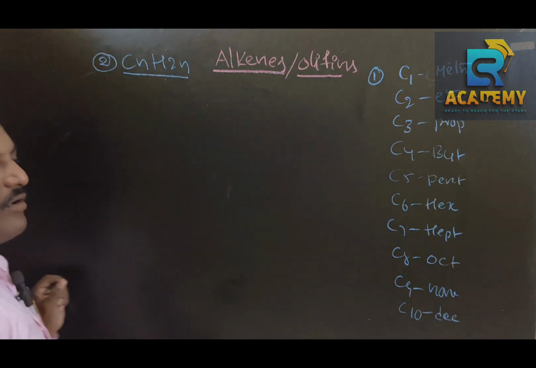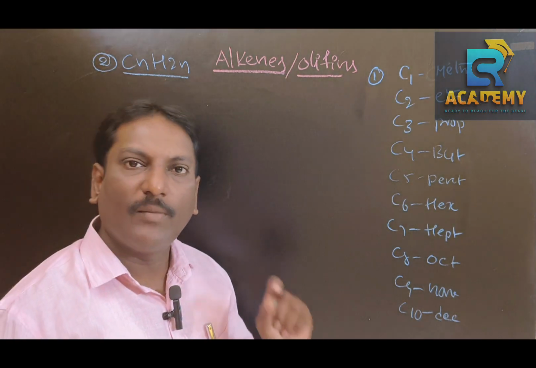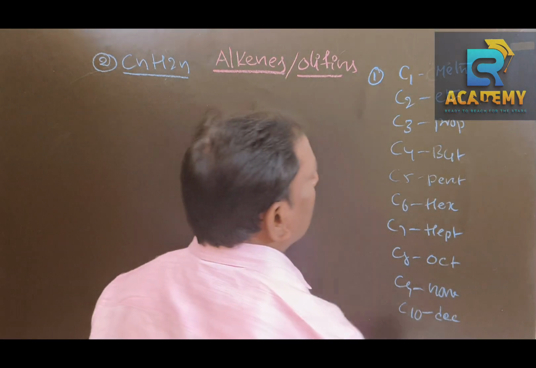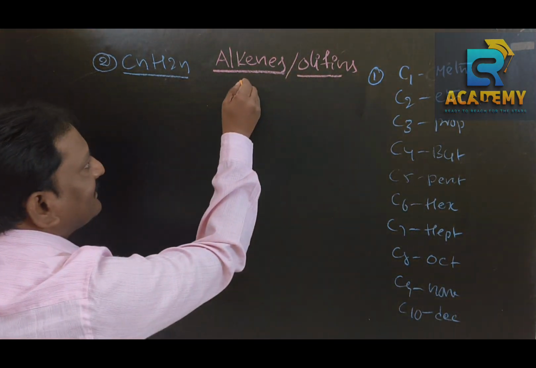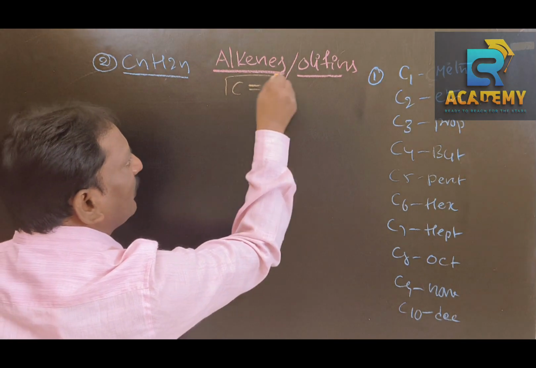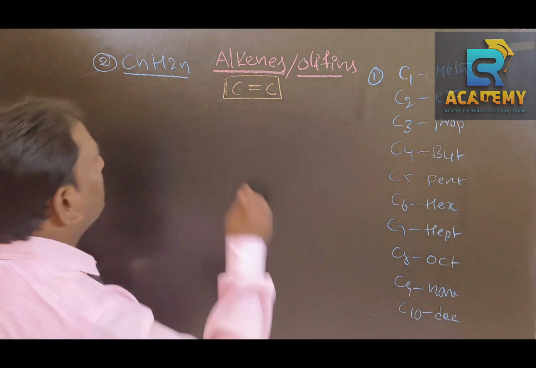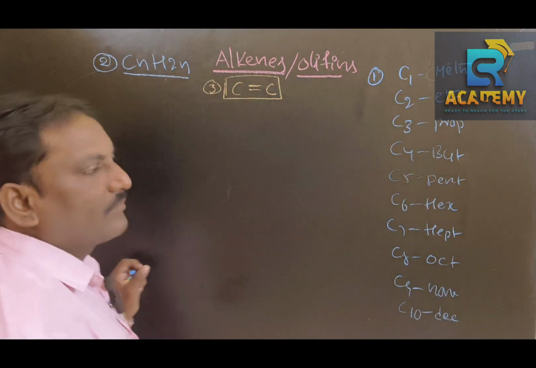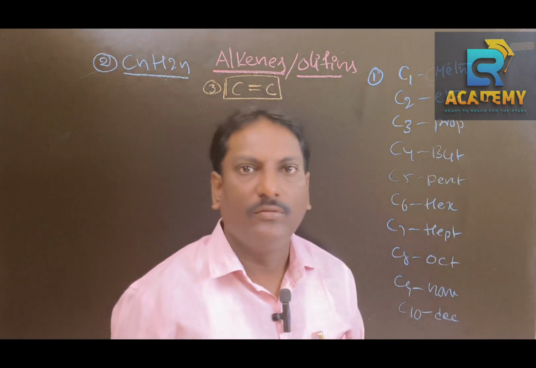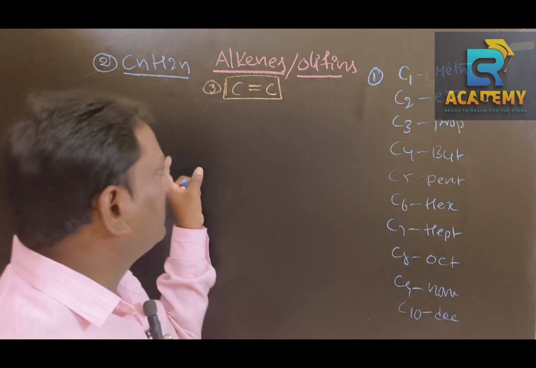Point number 2: what is the general formula of alkenes? General formula of alkenes, CnH2n, where n equals the number of carbon atoms. Point number 3 you have to remember: in case of alkenes, at least one double bond must be present between any two carbon atoms. So these 3 are the basic points required to draw the structures of alkenes. Please copy these 3 points.